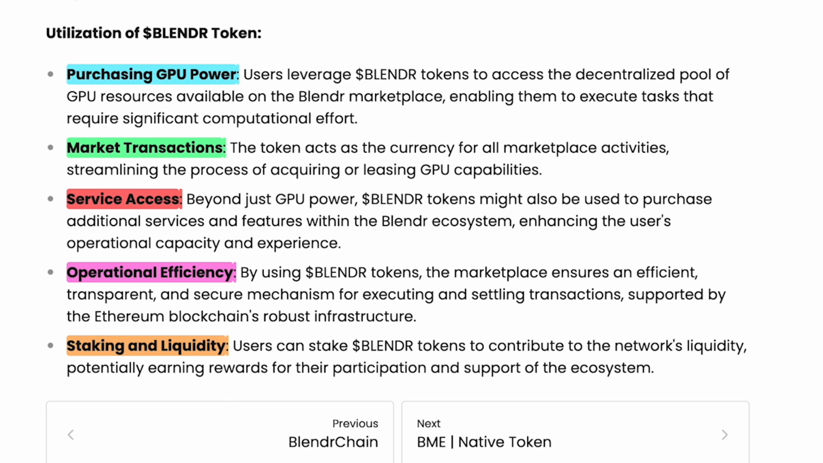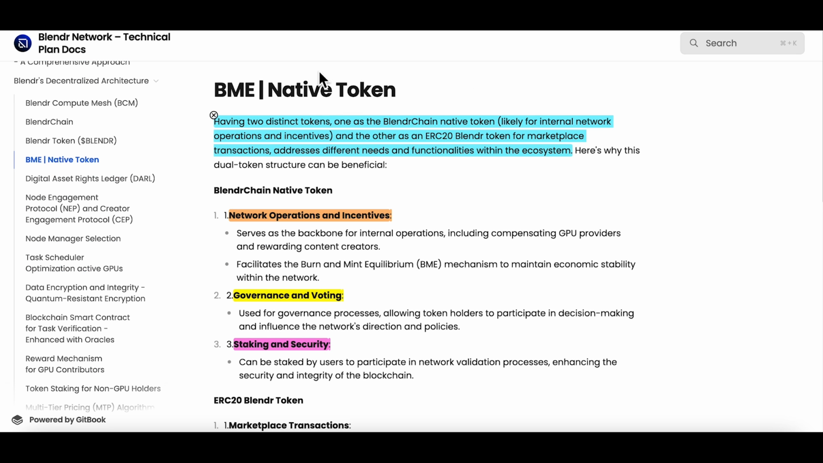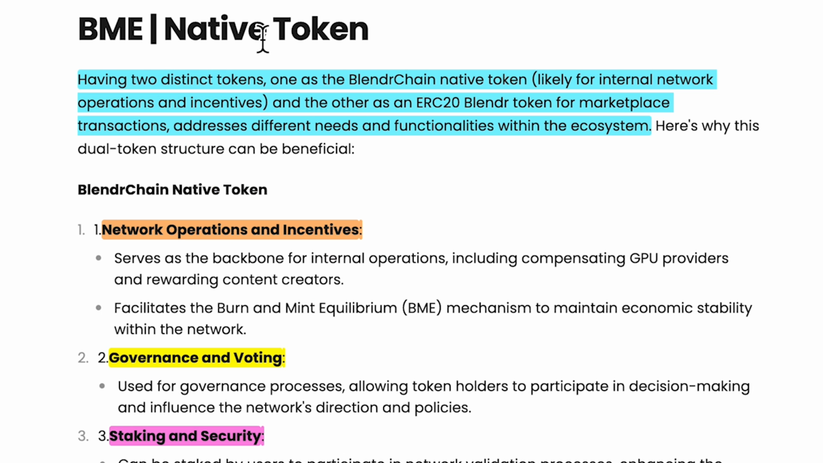And then you're probably wondering about that second token we mentioned, BME, the native token. Having two distinct tokens, one as the Blendr chain native token, likely for internal network operations and incentives, and the other as an ERC20 Blendr token for marketplace transactions, addresses different needs and functionalities within the ecosystem. Here's why this dual token structure can be beneficial.